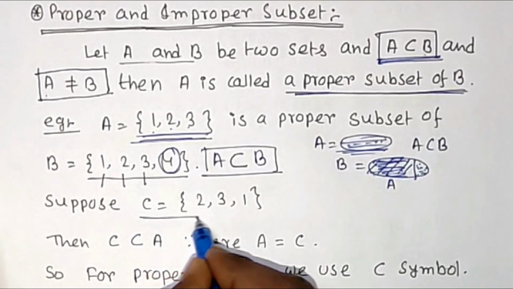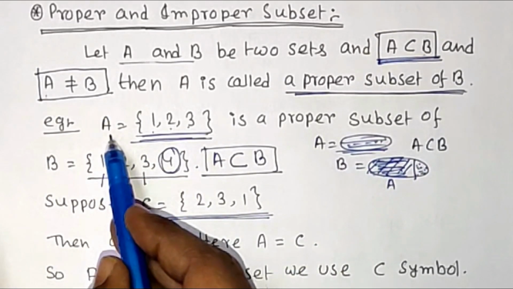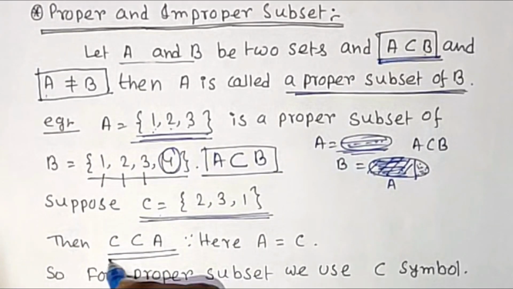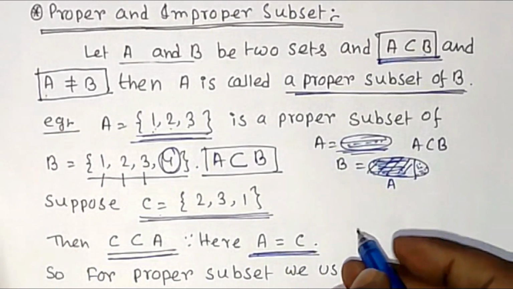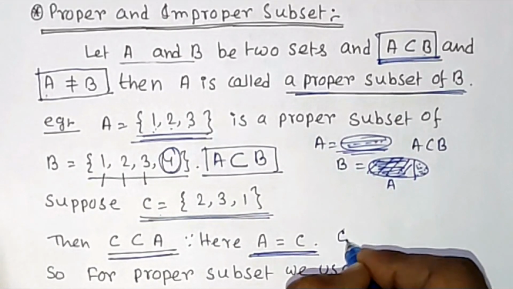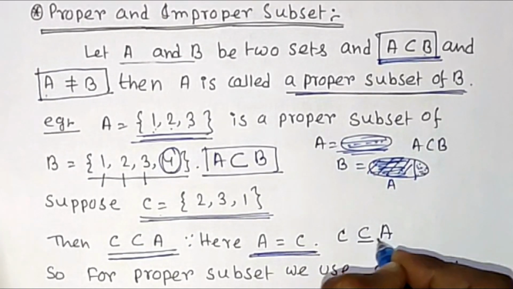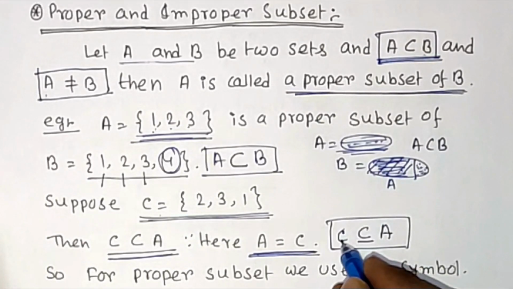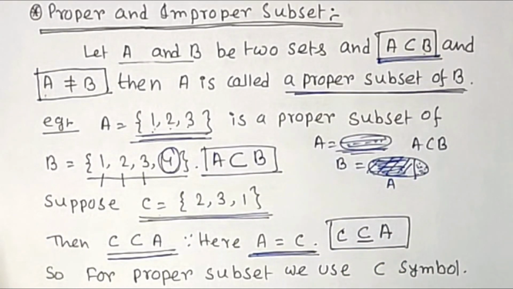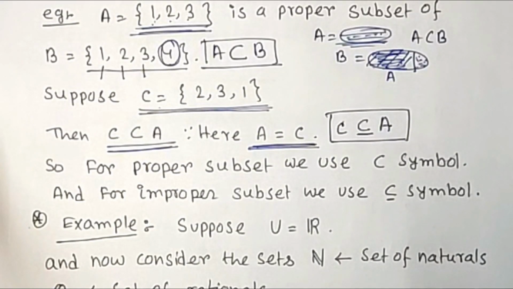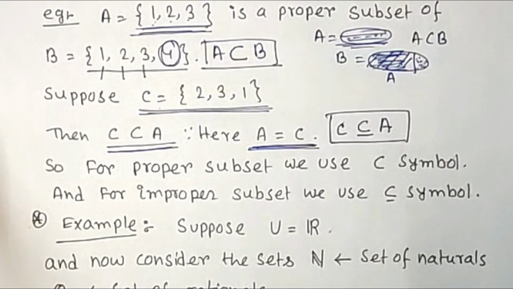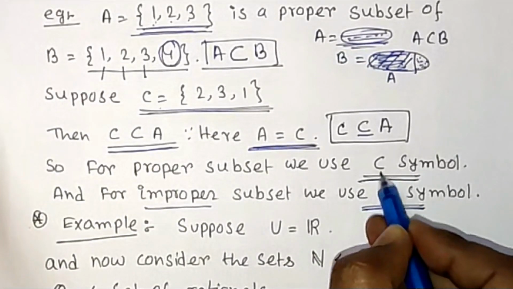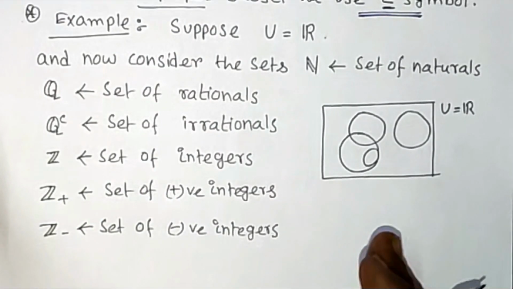Suppose C equals {2, 3, 1}. So basically C and A have the same elements. Look, 1, 2, 3, 1, 2, 3. So C is a subset of A and A and C are equal also. Then in this case C is a subset of A and C is also equal to A, and we write here C subset A. This is called improper subset. Here C is an improper subset of A, because the elements of C and the elements of A are equal also. So for proper subset we use this symbol only, and for improper subset we use the symbol of proper subset and an equal sign.